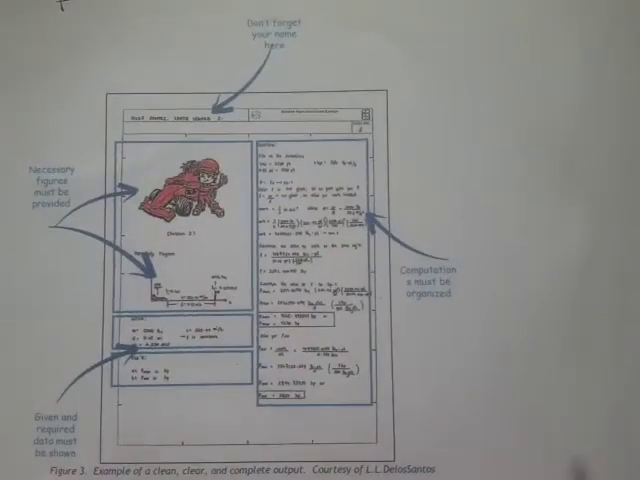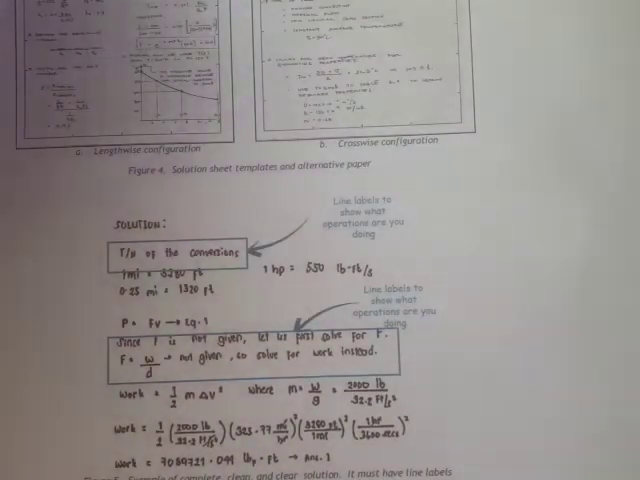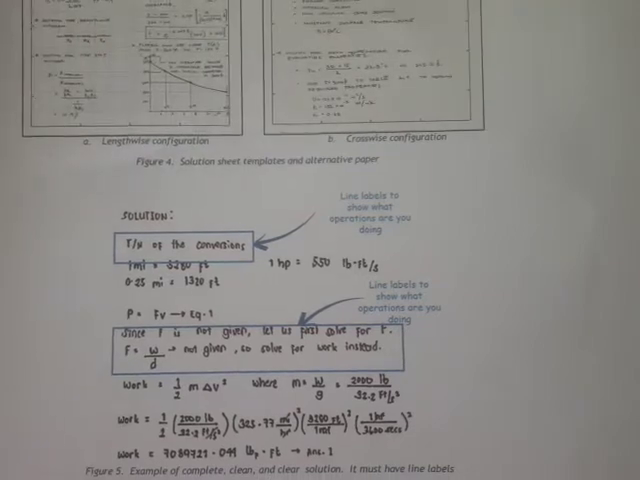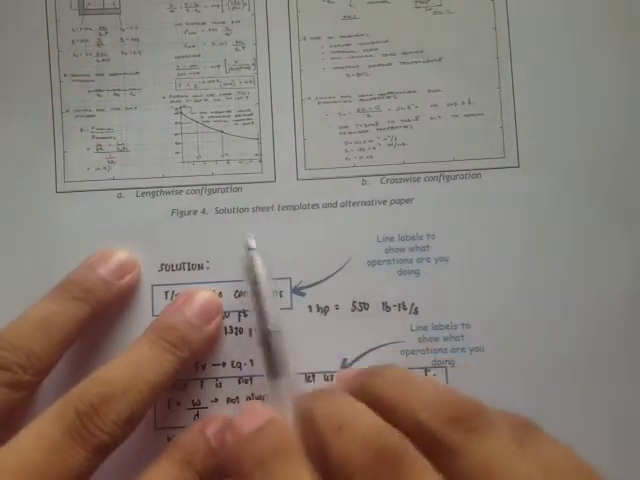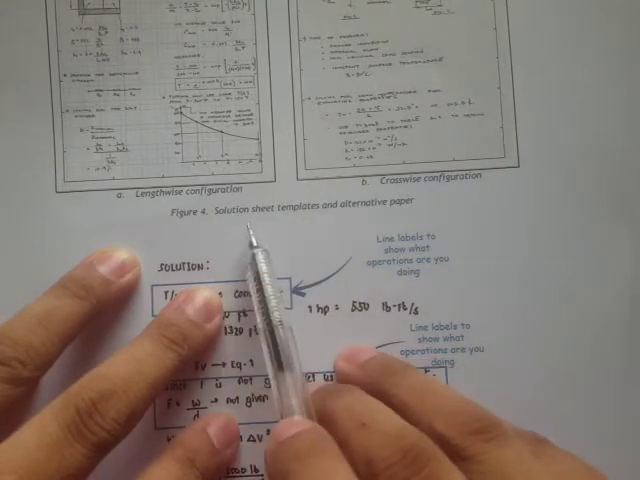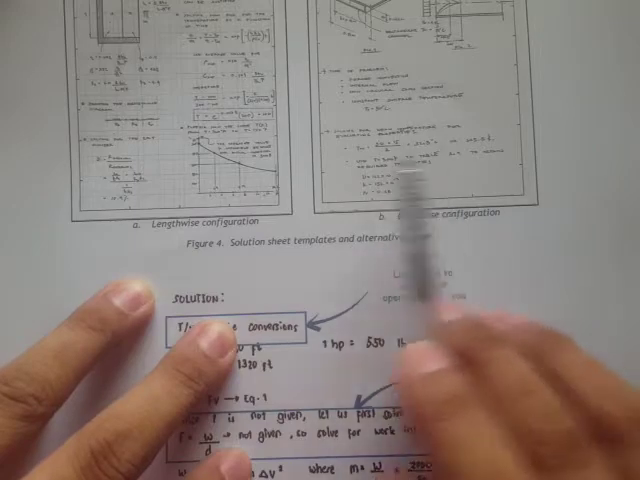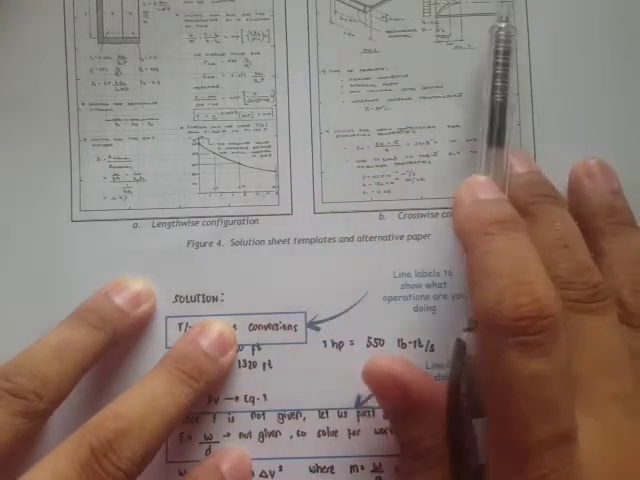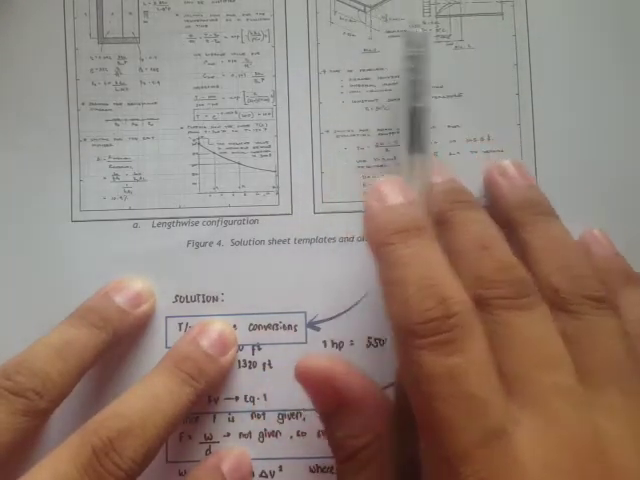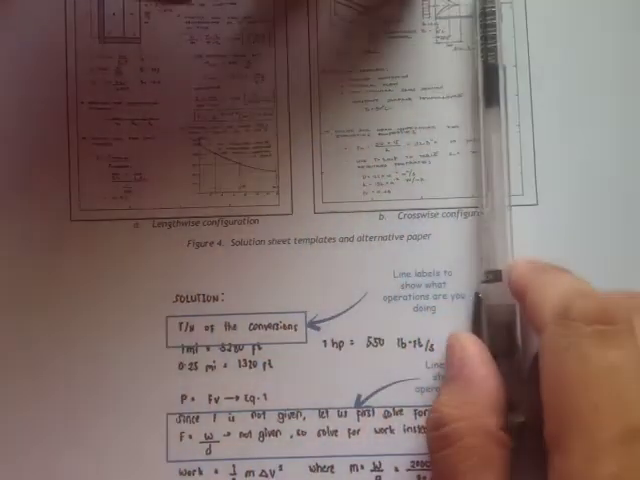But it is also possible to write it in a crosswise manner, just what I've included here in figure 4. So this one is lengthwise, this one is crosswise, just in case the space is not enough for just a half.